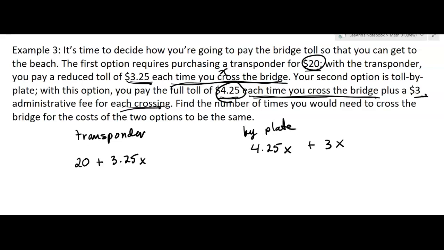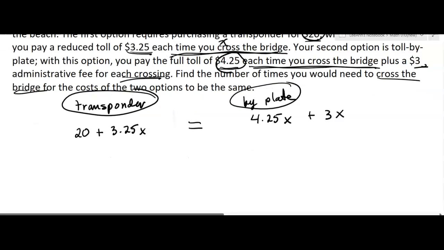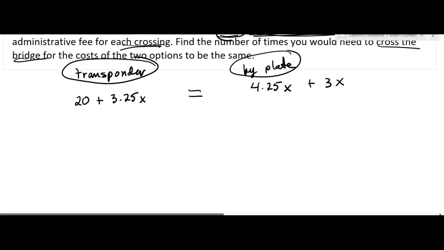All right, find the number of times you would need to cross the bridge. Cross the bridge, that's x. So you're trying to find x for the costs of the two options to be the same. If they're going to be the same, then they're going to be equal to each other. So when does the transponder way equal the by-plate way? Okay, now we have an equation. Yay. So we follow the rules for solving an equation.